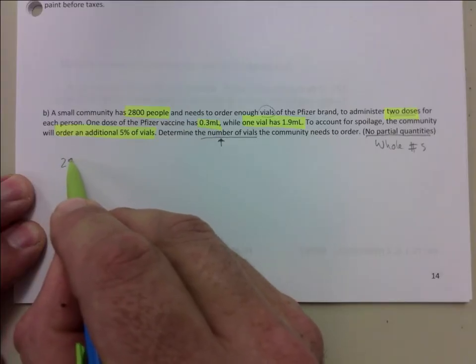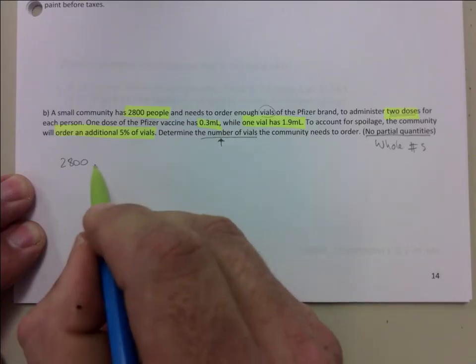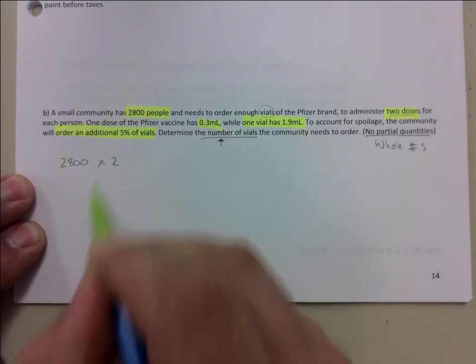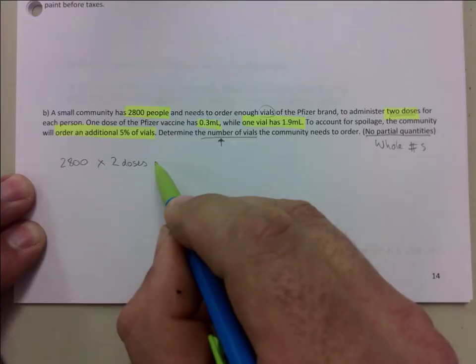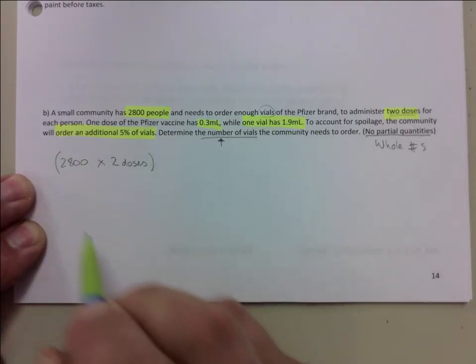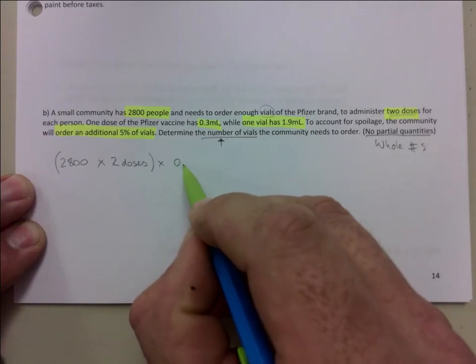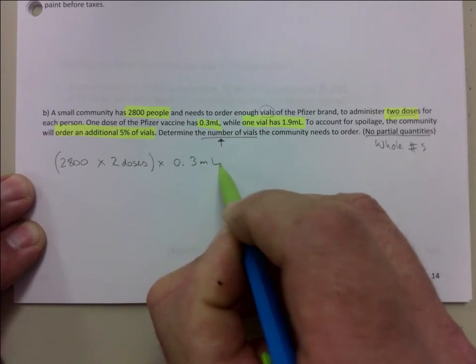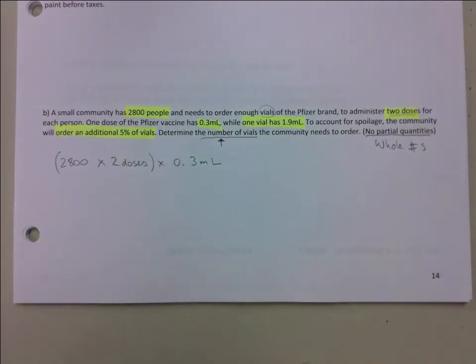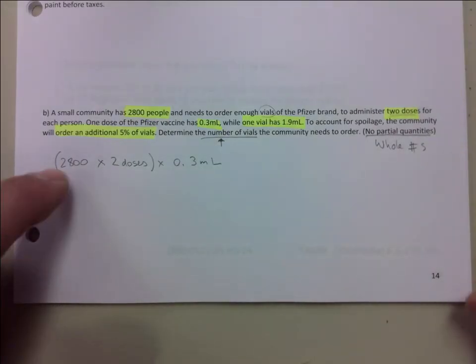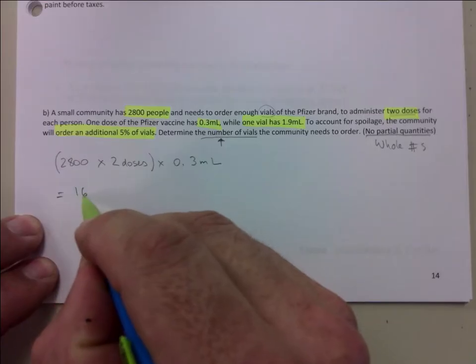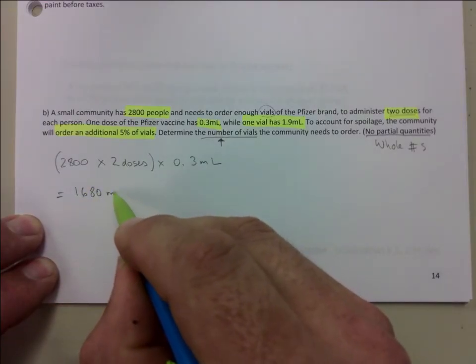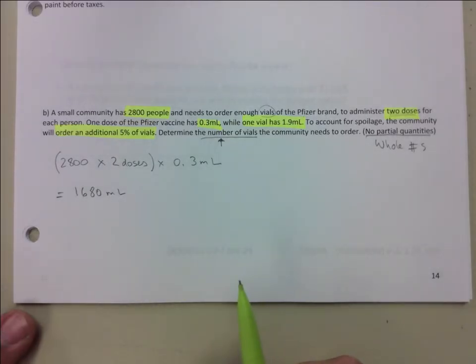I need 2,800 doses, or people, and they each get 2 doses, right? And this answer will be multiplied by 0.3 milliliters. So I'm going to ask myself, how much do I need in total? And if I did it differently on my key, that's fine. So this is 5,600 times 0.3. So I need 1,680 milliliters worth of chemicals, right?